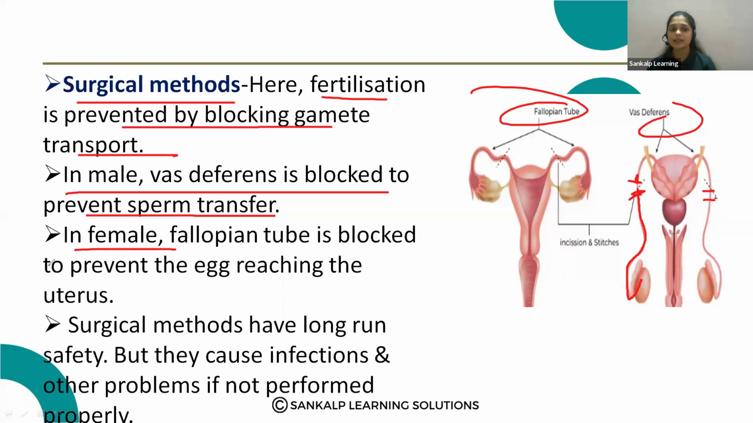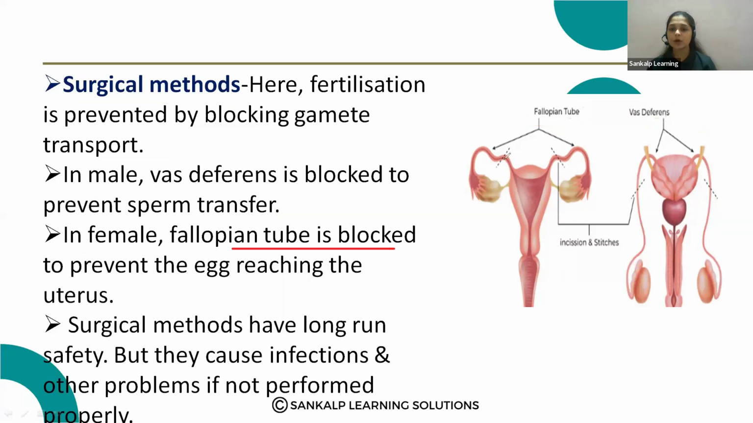And in females, the fallopian tube is blocked. Here the egg is released from the ovary, and the next sperm should fertilize the egg, right? But the fallopian tube is blocked, so the sperm and egg are not able to meet for the fertilization. This is also called tubectomy. Using the fallopian tube and the vas deferens like this, it is used as a contraceptive method for the prevention of the pregnancy.